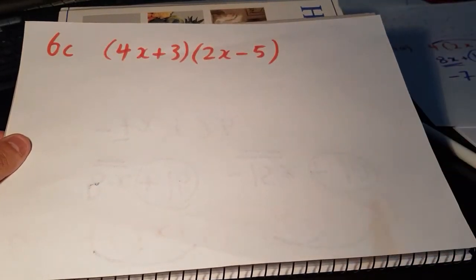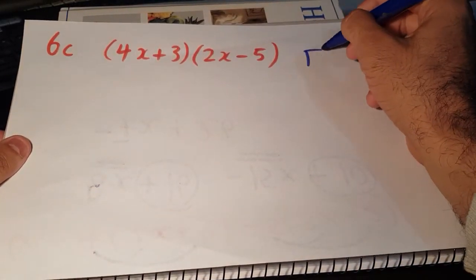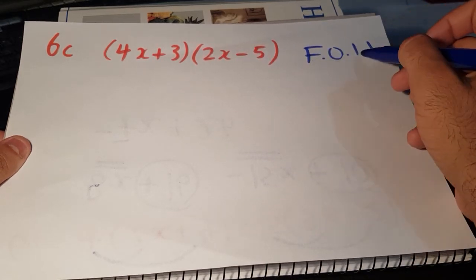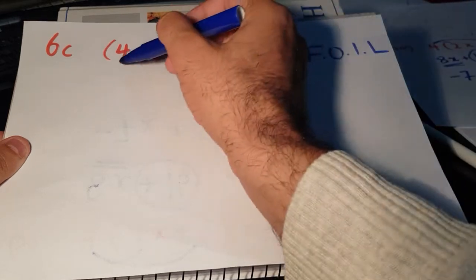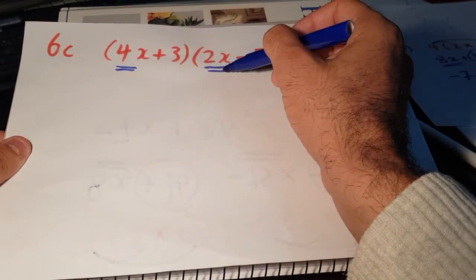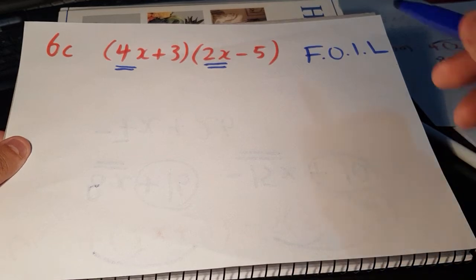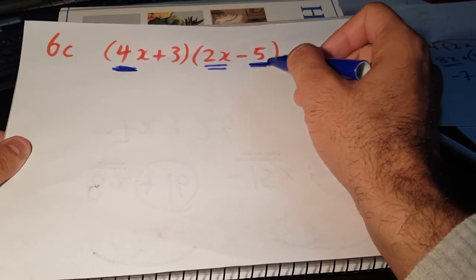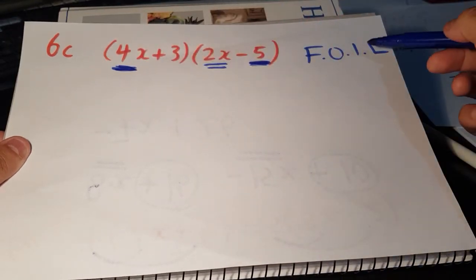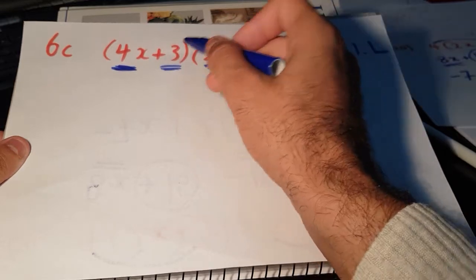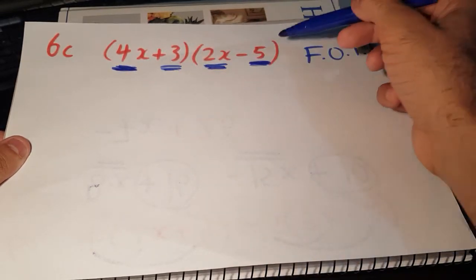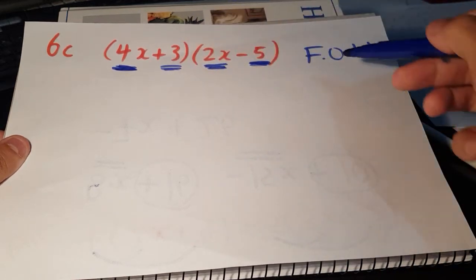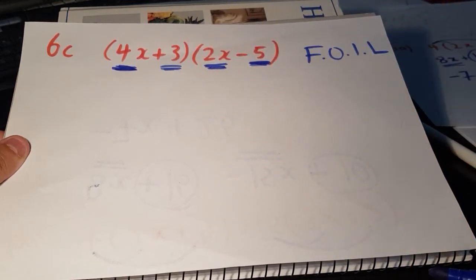So we have two brackets here. And in class, I mentioned the FOIL method. Okay, first, outer, inner, and last. First is the first of each bracket. The outer is pretty much the outer of the two brackets. The inner is the inner of the two brackets. And obviously last would be the last term of that bracket, and the last term of that bracket. So first, outer, inner, last.